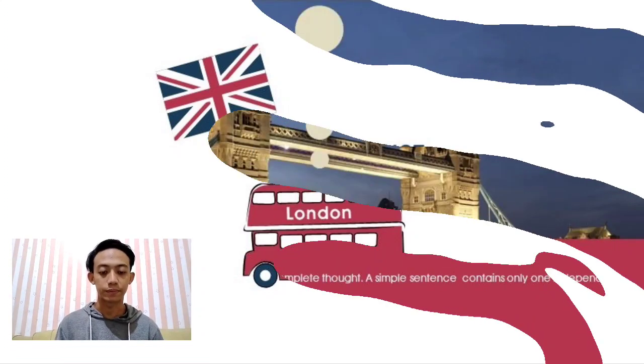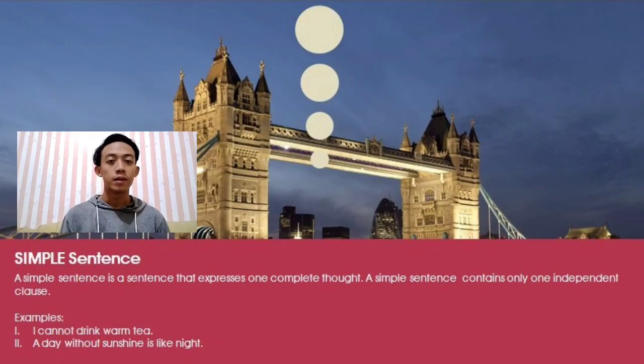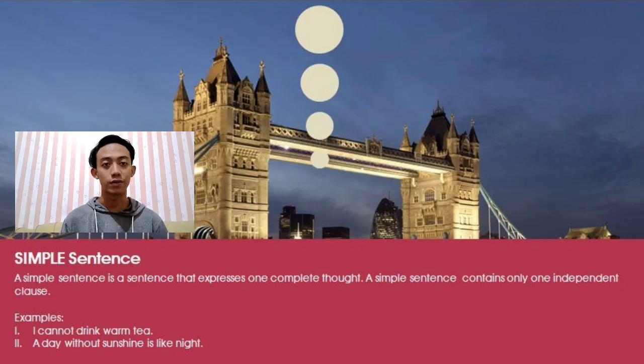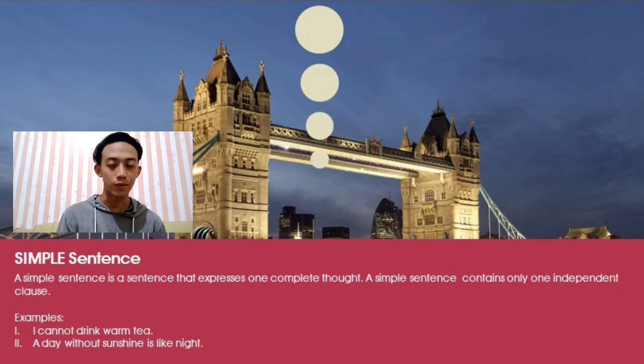Simple sentence. A simple sentence is a sentence that expresses one complete thought. A simple sentence contains only one independent clause. For example, I cannot drink warm tea. This is one independent clause.